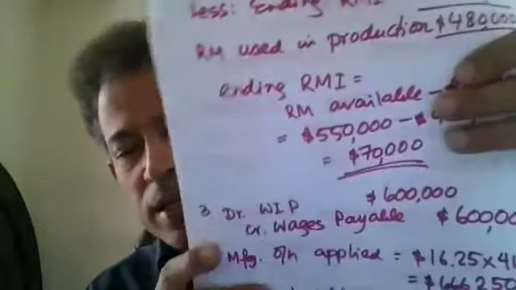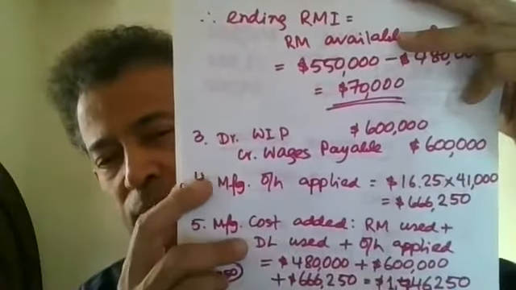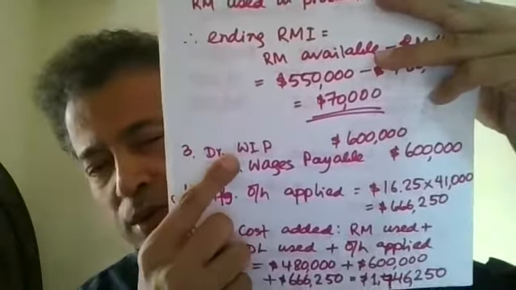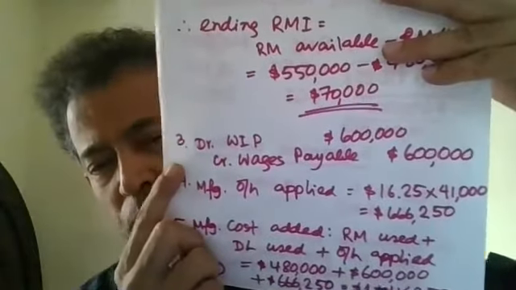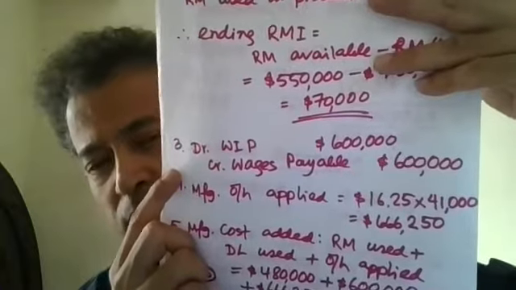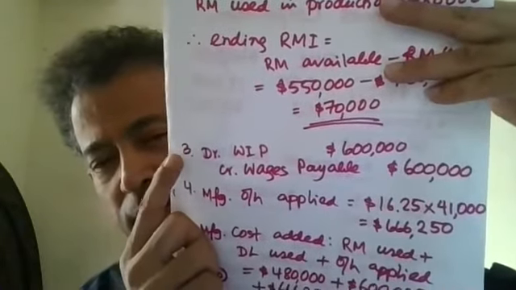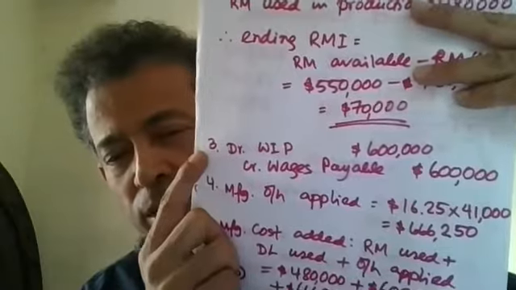All right, number 3. The third question is, what is the journal entry to record the labor costs incurred during the year? Again, labor goes into work in process, so debit work in process, credit salaries and wages payable, or it could also be cash if you have paid for it. Very simple. Debit work in process for labor used, and credit wages payable. That's your answer to requirement 3.